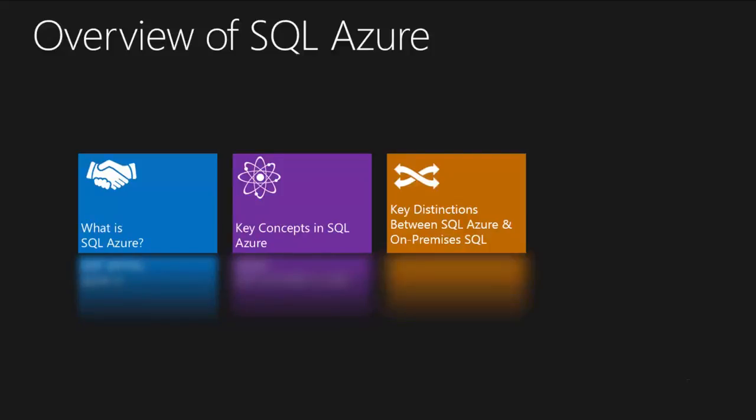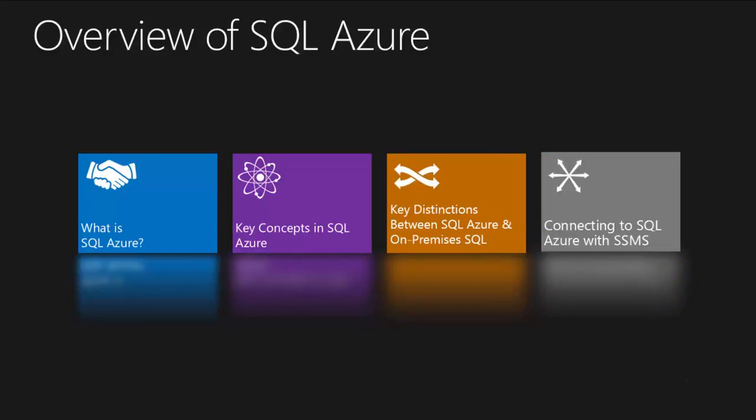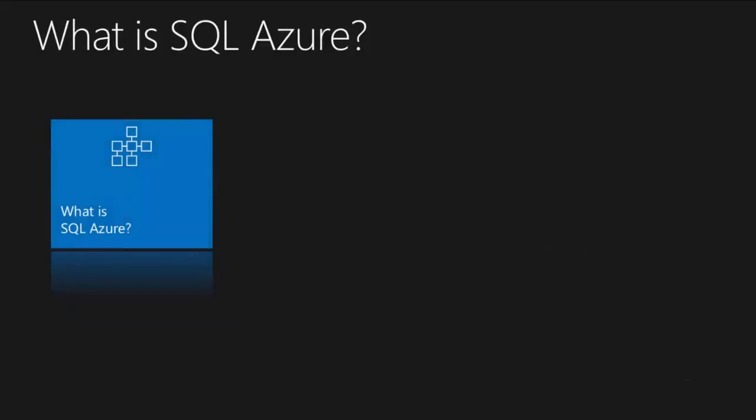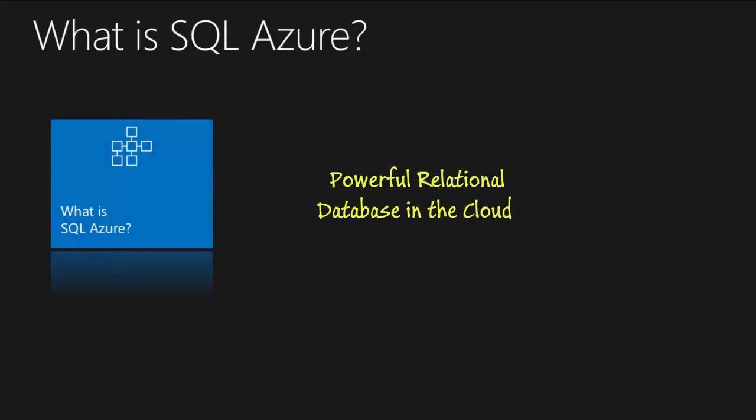and what the distinctions between SQL Azure and on-premises SQL are, and finally, how to connect to SQL Azure with SQL Server Management Studio. First, let's see what SQL Azure is. SQL Azure gives you a robust relational database in the cloud, which can be used to serve both local and cloud-based applications. Storing data locally means buying physical servers and database software, installing them, and maintaining them.